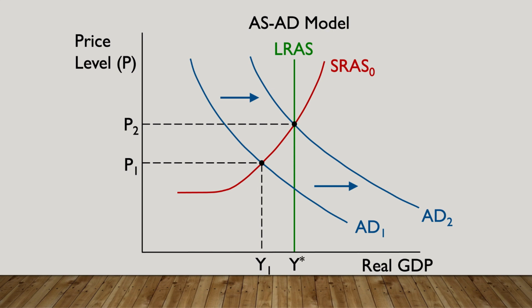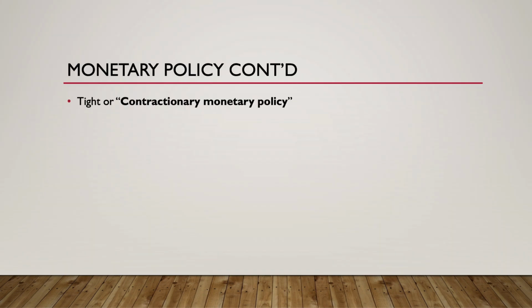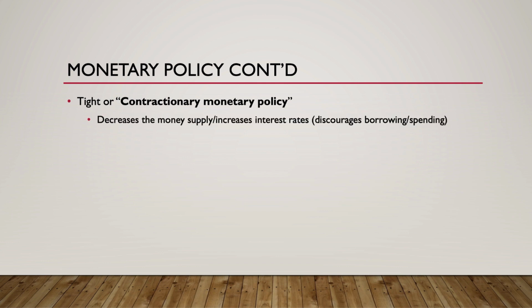As a result, consumption and investment rise, and aggregate demand shifts to the right. Tight monetary policy, or contractionary monetary policy, decreases the money supply and increases interest rates, which discourages lending and spending. If effective, contractionary monetary policies decrease consumption and investment and decrease aggregate demand.